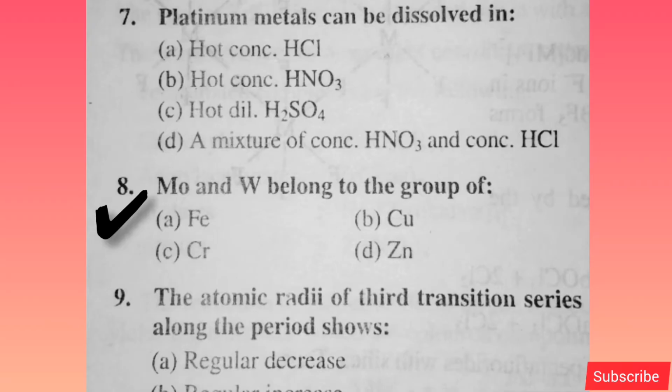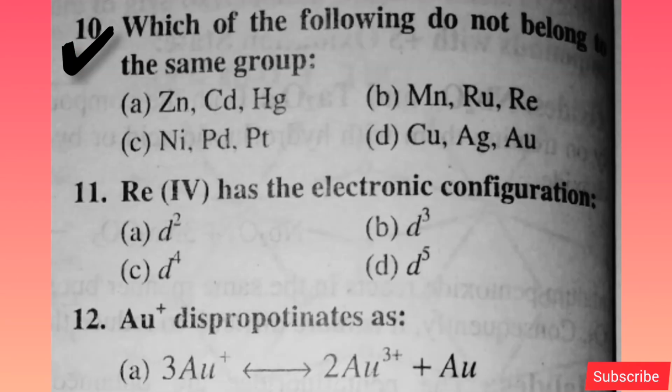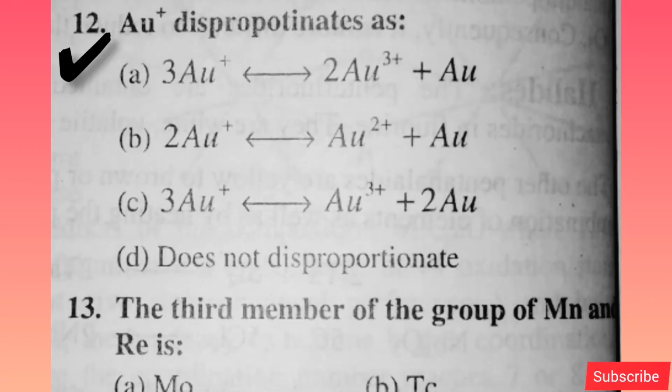Mo and W belong to the group of option C. The atomic radii of third transition series along the period, option D is correct. Which of the following do not belong to the same group? Option B is right. Re4+ has the electronic configuration, option B is right. Au+ disproportionates as, option C is correct.